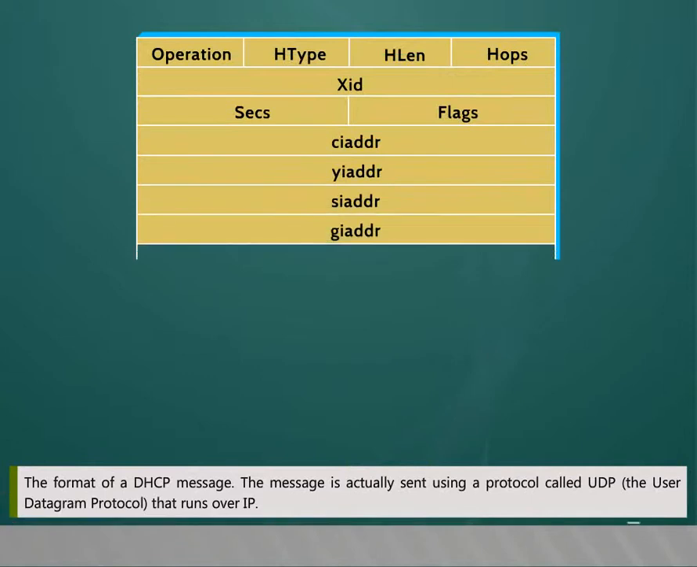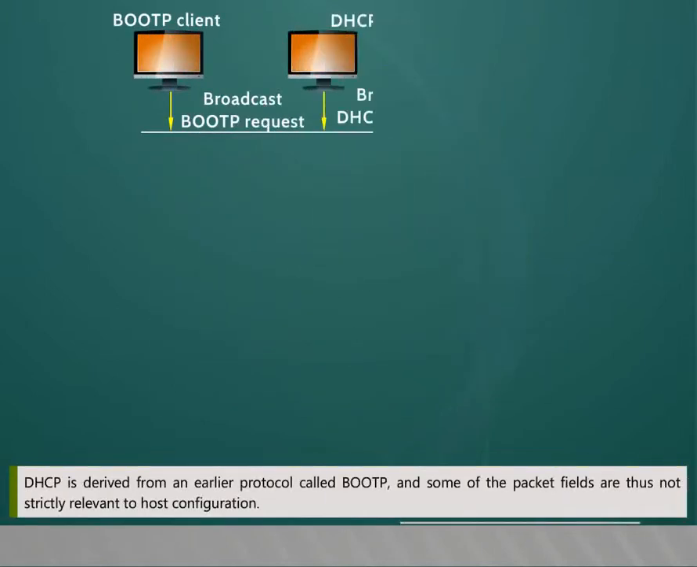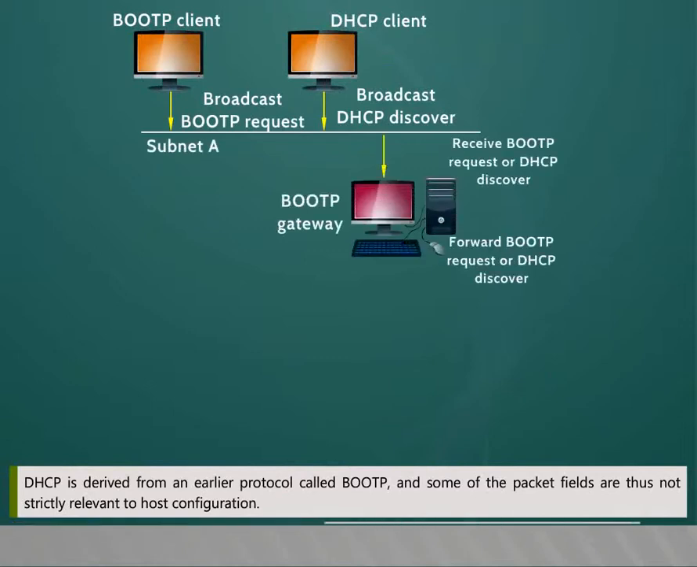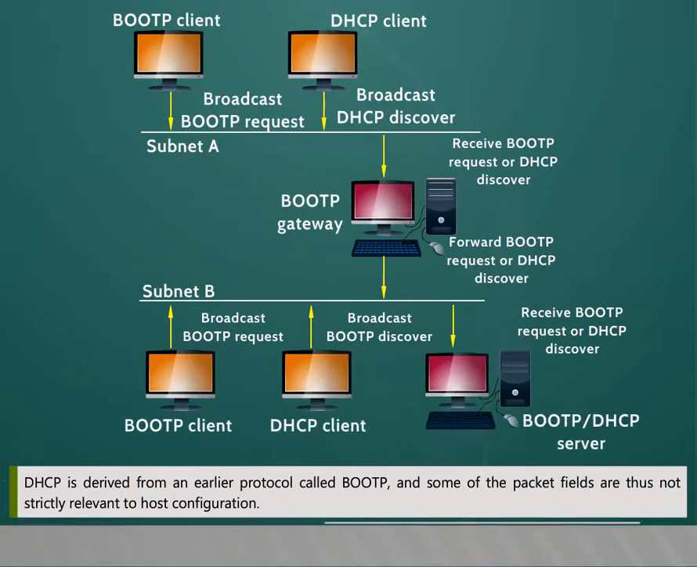The format of a DHCP message. The message is actually sent using a protocol called UDP, that is, the User Datagram Protocol that runs over IP. DHCP is derived from an earlier protocol called BOOTP, and some of the packet fields are thus not strictly relevant to host configuration.